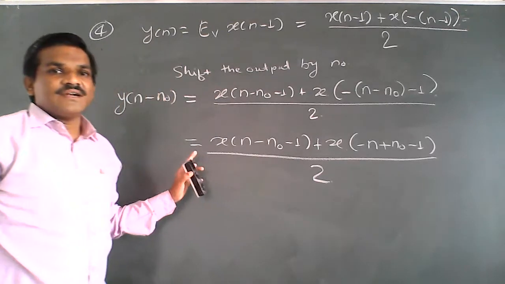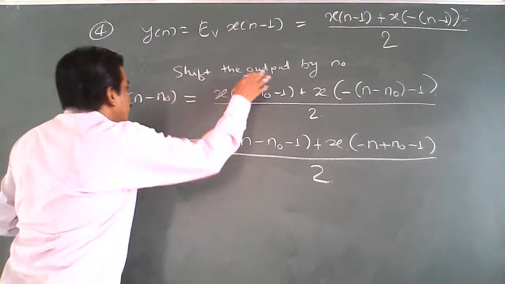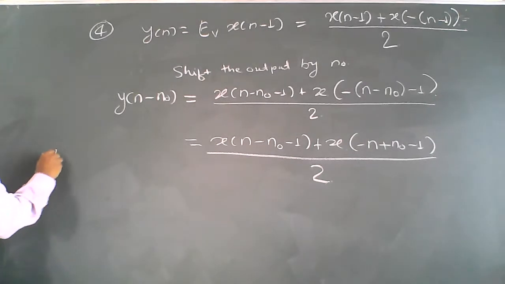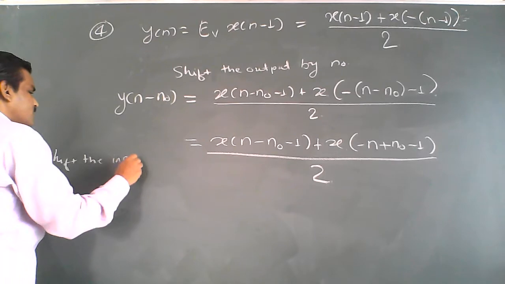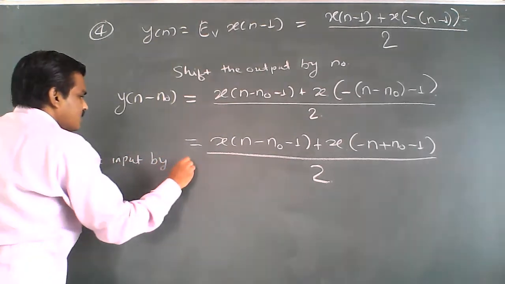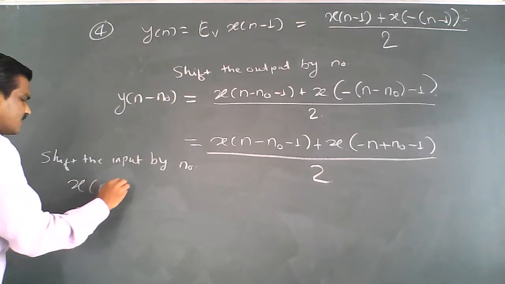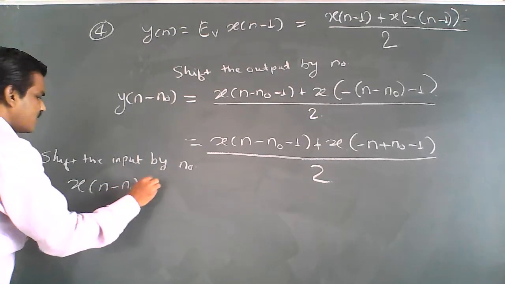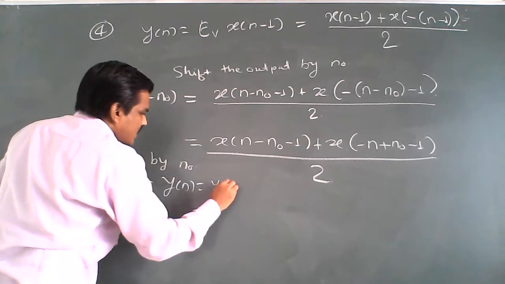Divided by 2. Now in the second time, we have shifted the output. Now we will shift the input by n0. If we shift the input by n0, we will write it as n minus n0, which is nothing but y of n comma n0.